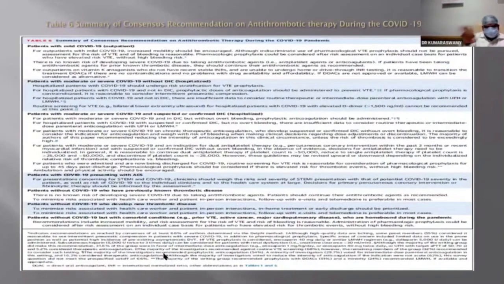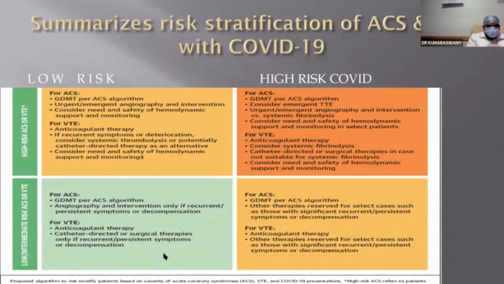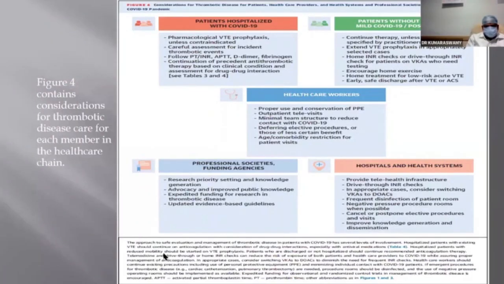And this is the summary: high risk ACS or VTE with low risk COVID patients, and low risk ACS or VTE with high risk COVID. This table gives you a summary of the management of COVID patients. Okay, next. This is again the same summary.